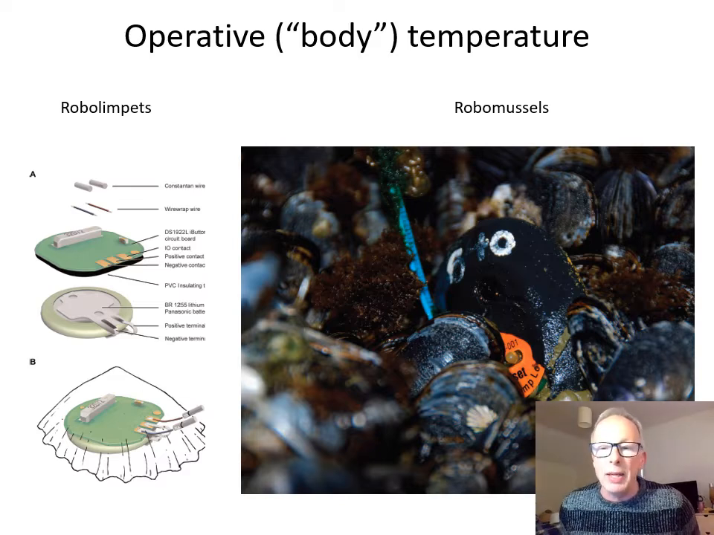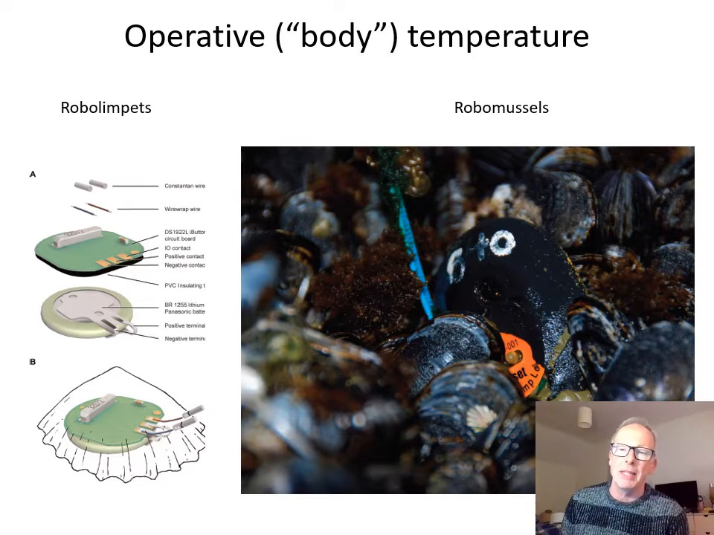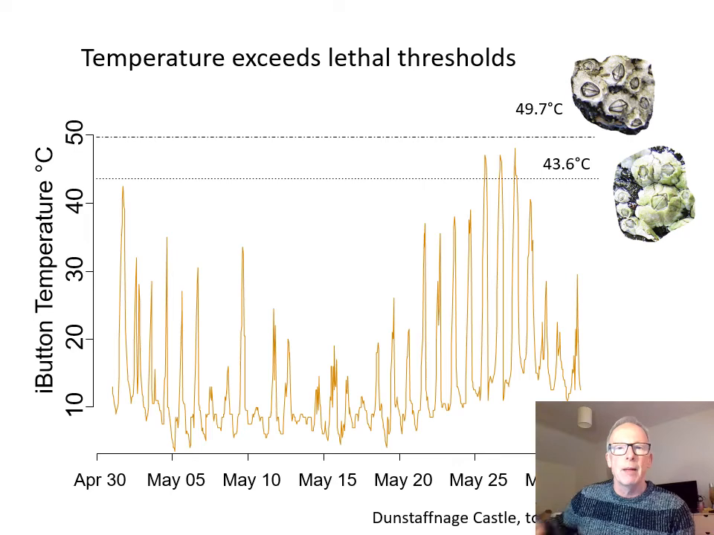And what they show you is the body temperature of the organism, the operative temperature. People have developed more sophisticated versions of that particular logger, embedding the logging equipment inside mussel shells to make robo-mussels and inside limpet shells to make robo-limpets. But what they do show, very surprisingly, is that on the high shore, on very warm days, often in early summer, temperatures can exceed the lethal thresholds for these two species.